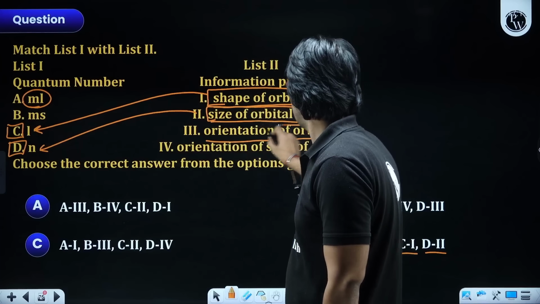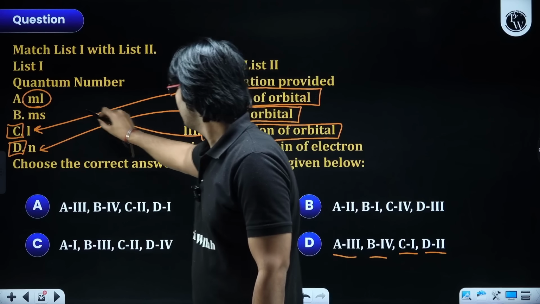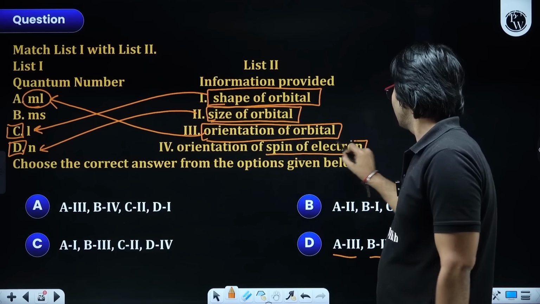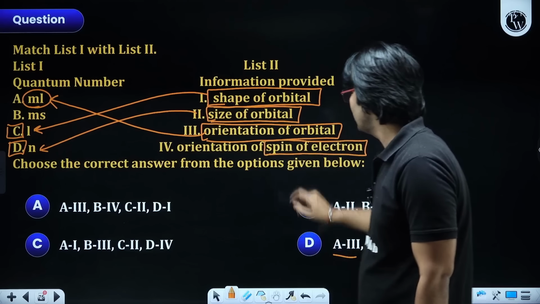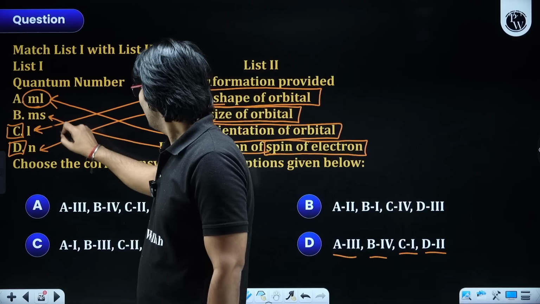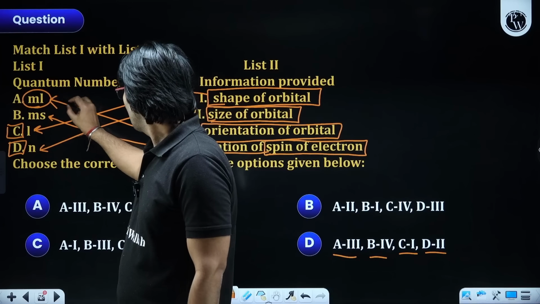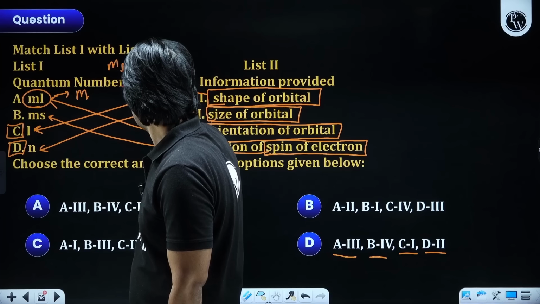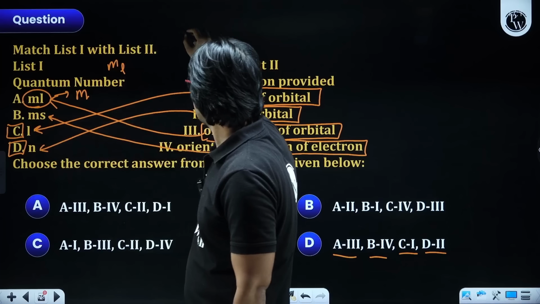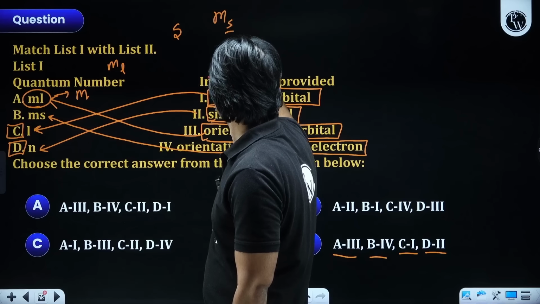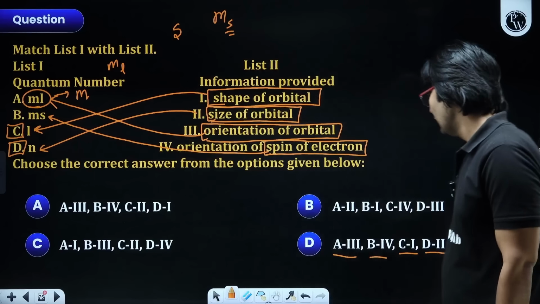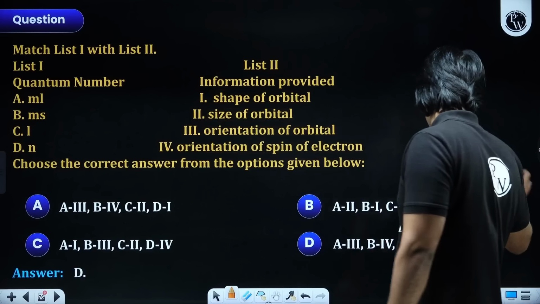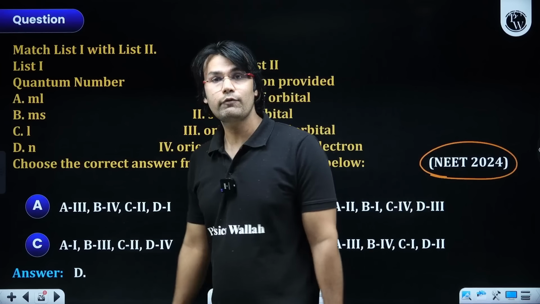Orientation of orbital: definitely the magnetic quantum number tells you the orientation of orbital. And spin of electron, I told you repeatedly that we get to know this from the spin quantum number. One thing you can notice here is that the magnetic quantum number we represent by m as well as m subscript l, and the spin quantum number we represent by s and also m subscript s. So do not get confused by that. So in this case definitely the answer will be D, right? Yeah, it is D. And this question we got in the NEET 2024 examination.